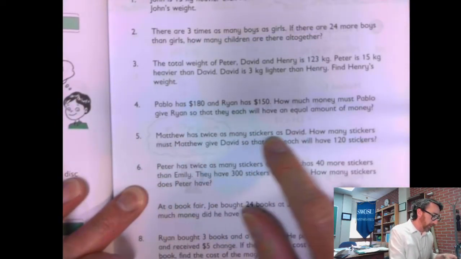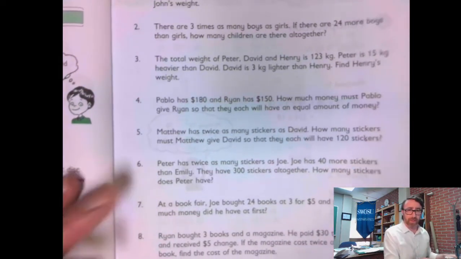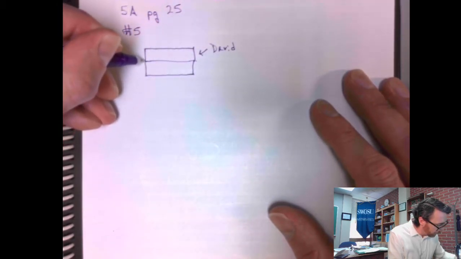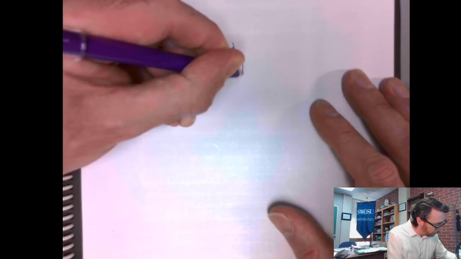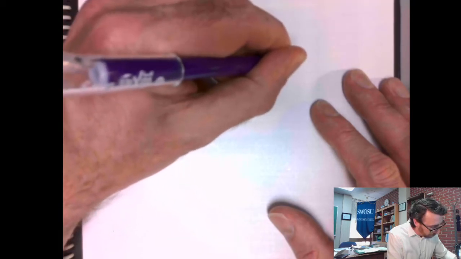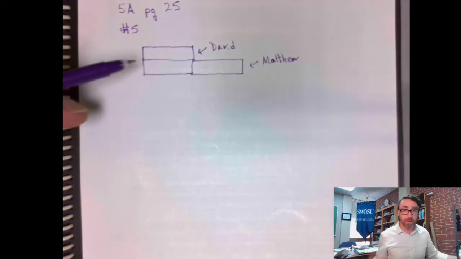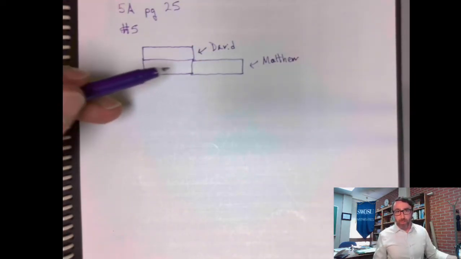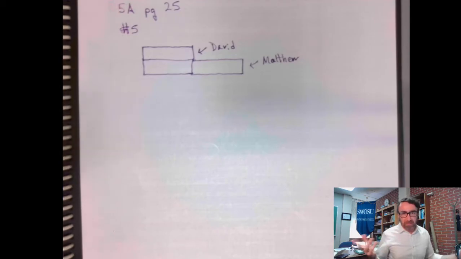First thing I note here, Matthew has twice as many stickers as David, so I can make a bar diagram of that situation. I'll have the bars laid side by side. That'll be David's stickers. And then Matthew will have twice as many, so the bar representing Matthew's stickers will have 2 segments. So I got these 3 bars total. This bar down here is made up of 2 segments.